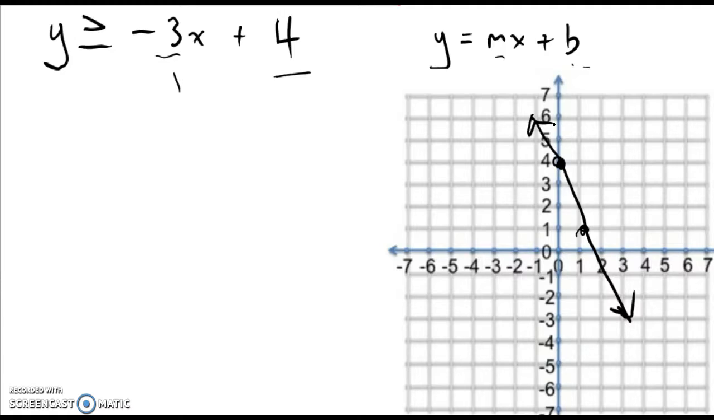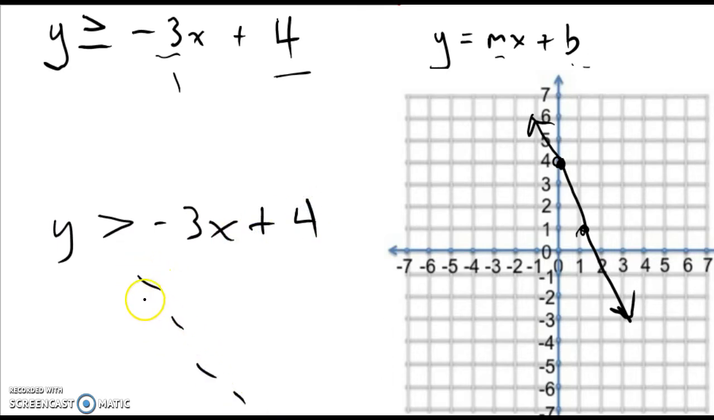And y is greater than or equal to, so I used a solid line. If it were just y is greater than negative 3x plus 4, then the line would be dotted. It would look like this. Not dotted, but kind of dashed. It would be dashes. But because it's also equal to, the line is going to be solid, like over here.